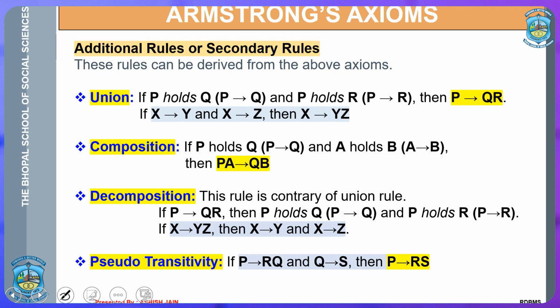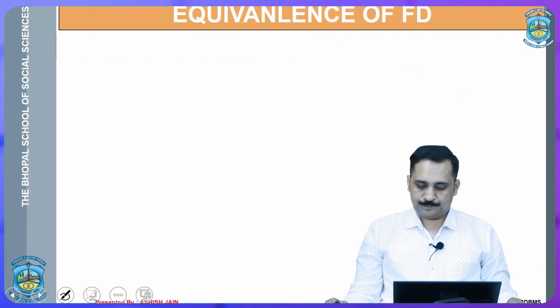So we have P tends to RQ and we have Q tends to S. Here this Q is repeating, first in the right hand side part, second in the left hand side part. We can do a bit of arrangement and write it as P tends to RS. Just to remember, we are omitting the common attribute and just writing the remaining attributes together. So P tends to RQ and Q tends to S together can be written as P tends to RS. This is called pseudo transitivity.